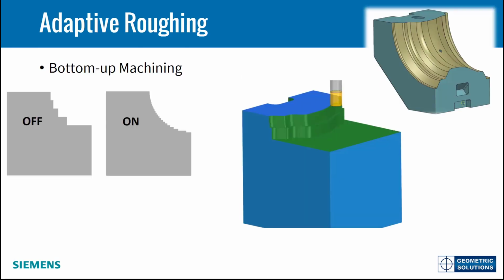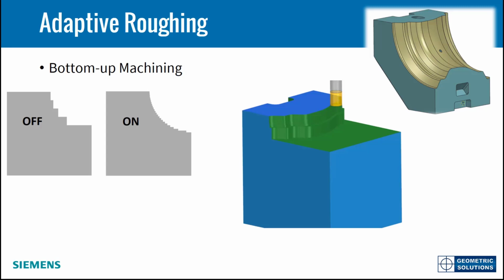Another advantage that we have is what we like to call bottom-up machining. So when you're roughing out a part, if you look at the screen, you can see the difference when it's off and when it's on. When it's off, we get these large chunks of stock that's left. When we turn it on, there's actually a lot less material, and it's a lot more uniform.